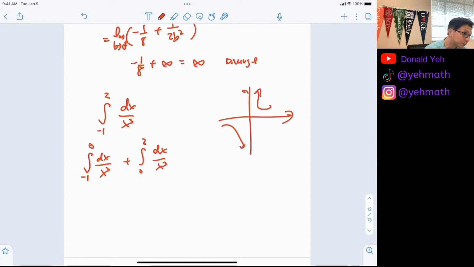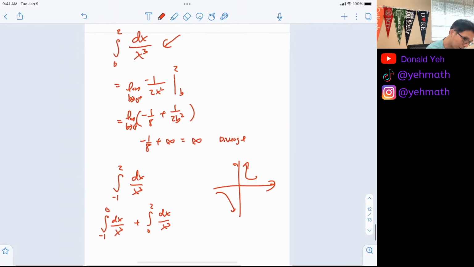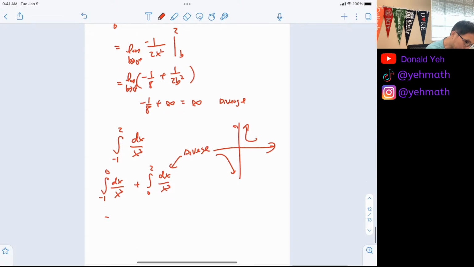Do we do limits though? Yeah, you still have to do limits, but the nice thing is we already found out this one. If this diverges, that means the whole thing diverges, because one of the integrals diverges on the right side. We did that for the previous question. It's divergent. That's infinity.